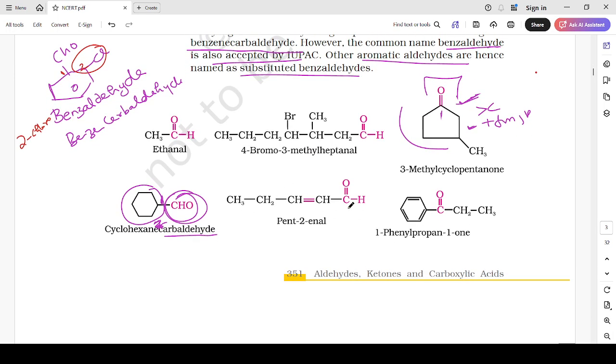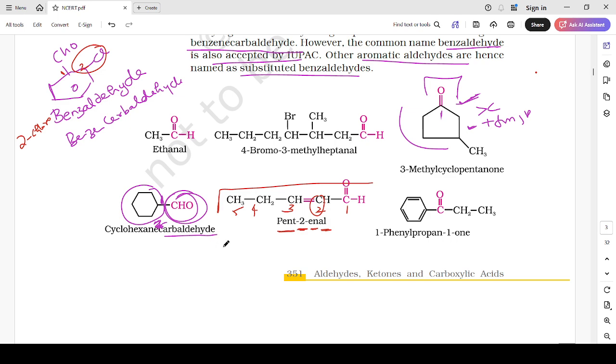Look at it. 1, 2, 3, 4, 5. The second carbon, I'm having the ene. Totally how many carbons? 5 carbons. So pent. The second position it is ene and it is an aldehyde. Pent-2-enal.